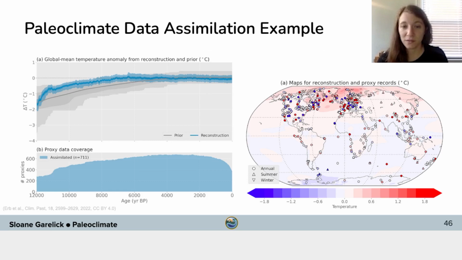Here's an example of results from a paleoclimate data assimilation. The figure on the left is showing the original model temperature time series in gray. This is compared to the reconstructed temperature assimilated with proxies, shown in blue. And you can see that there's a relative difference between the two, particularly from 12,000 years ago to 6,000 years ago. The map on the right is showing a spatial comparison of the data assimilation reconstruction compared to the original proxy records. In both scenarios, you can see the impact that data assimilation has on the overall reconstruction and the value of using data assimilation when assessing past climate change.